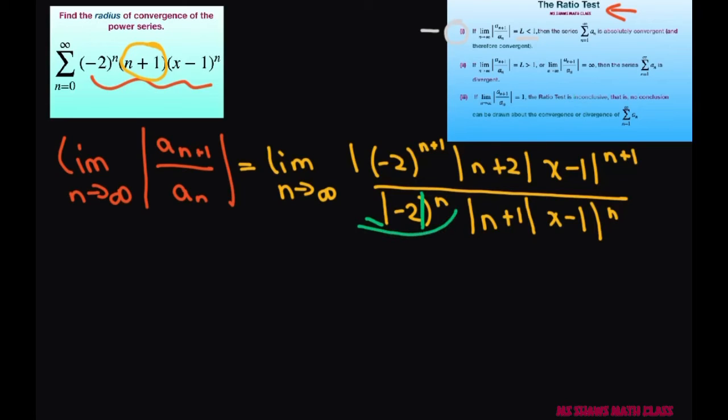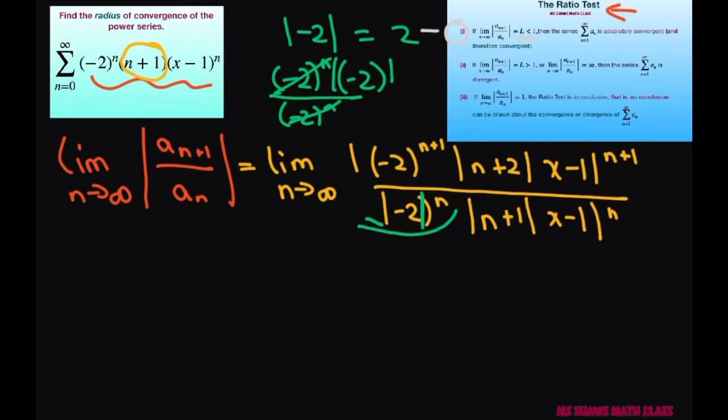This piece here is just going to be the absolute value of negative 2 because we have this n plus 1. Basically, you have negative 2 to the power of n times negative 2 divided by negative 2 to the power of n. So this cancels out. This is absolute value, so this just equals 2. So we can pull that out.